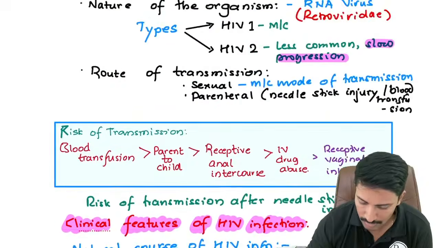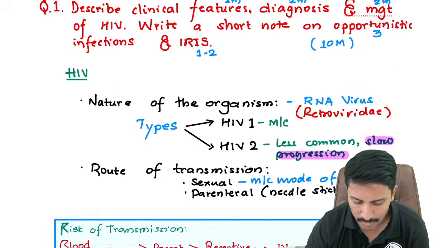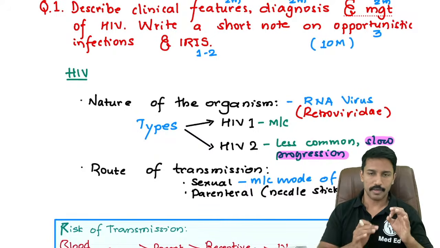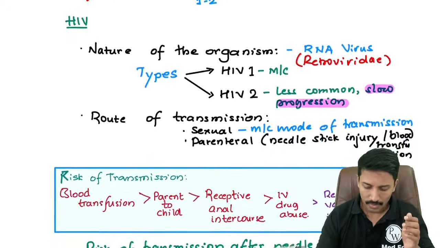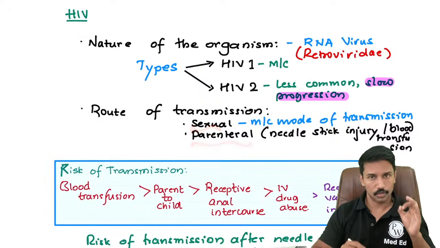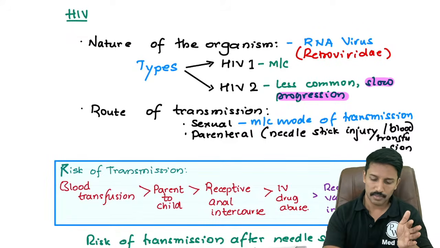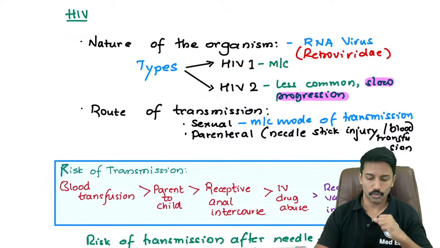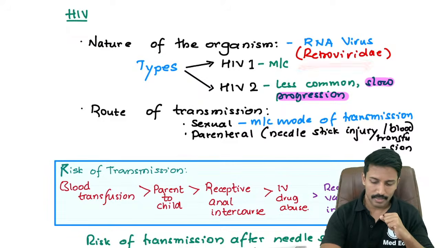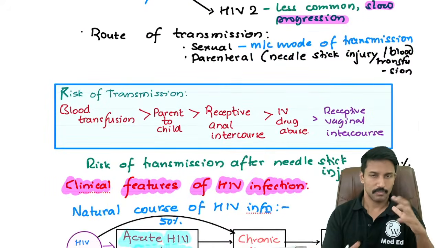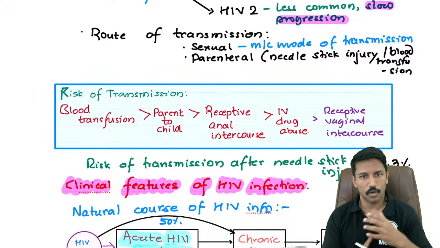Now that we know the basics of HIV, for those who have joined late, let me give you a quick summary. What is HIV? It is a chronic viral infection acquired through either sexual or parenteral route, caused by the human immunodeficiency virus. There are two types, type 1 and type 2. Both belong to the Retroviridae family. They are RNA viruses. And transmission can happen through the sexual or parenteral route.